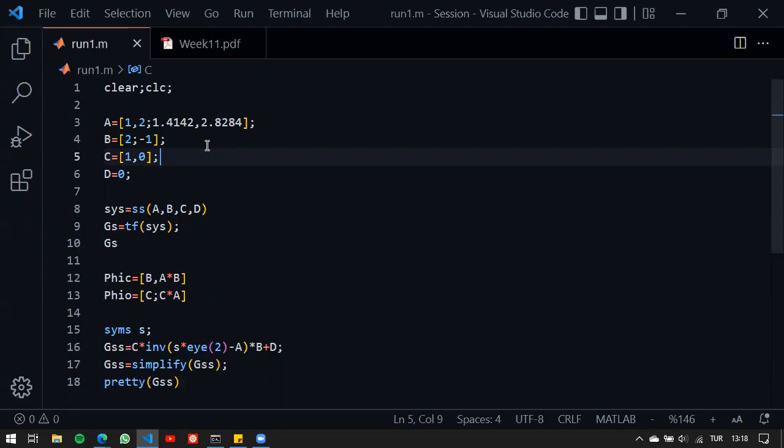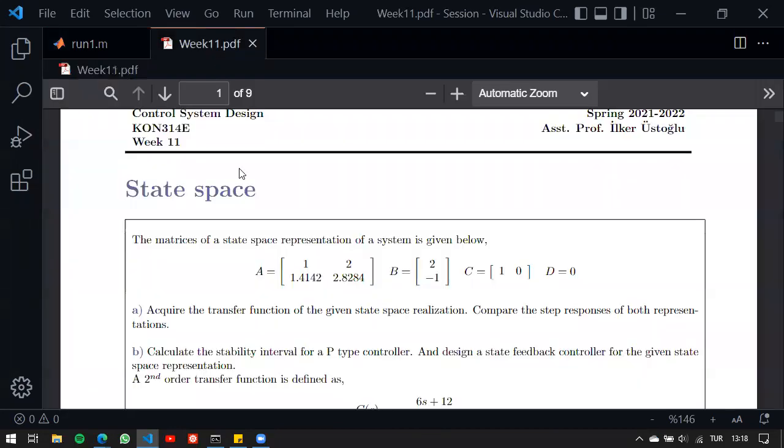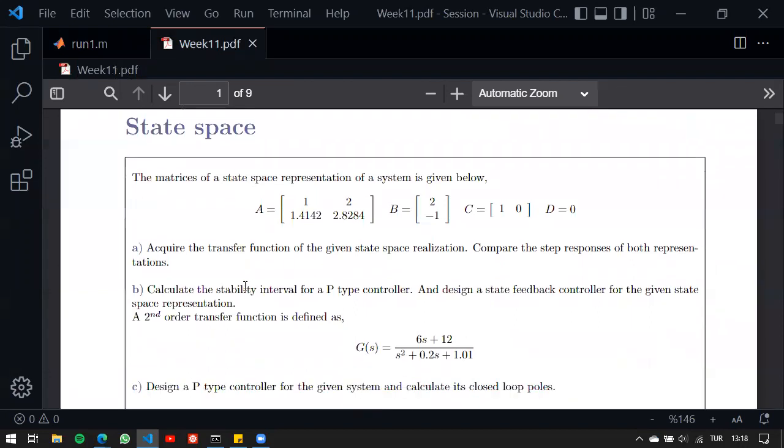D is basically a direct way from input to output. It's just a static way, a feed-forward path for that matter. So it's not really that much occurring in our problems. But if it's there, you have to know how to handle it. But most of the time, for most real systems, it's equal to 0. It should be a biproper system if we want to have a D value there. So enough of that.